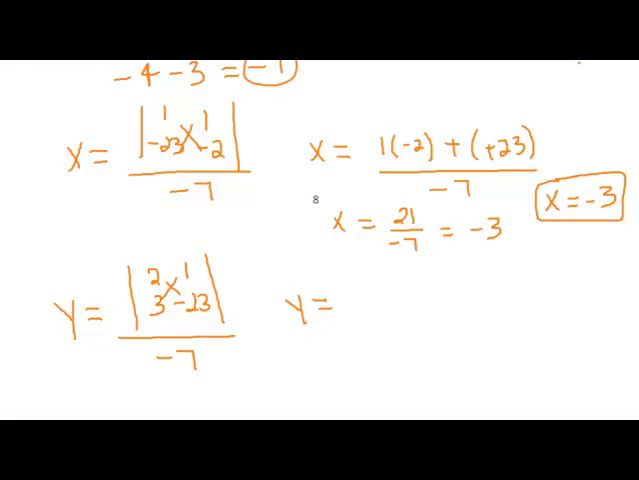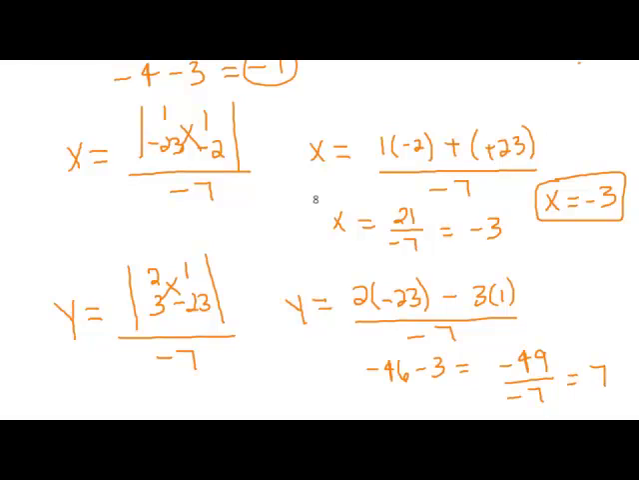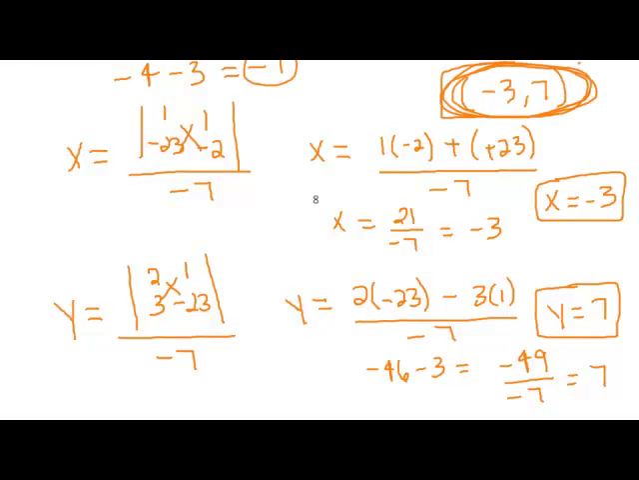If we find the determinant, again, we're going to cross multiply. So 2 times negative 23 minus 3 times 1. 2 times negative 23 is negative 46 minus 3, which is negative 49. Again, divided by negative 7 gives us 7. So y is equal to 7. Our solution for this system of equations is negative 3, 7. And again, we can check just like we did before by plugging it back into our system of equations, and we should get a true statement with both equations.